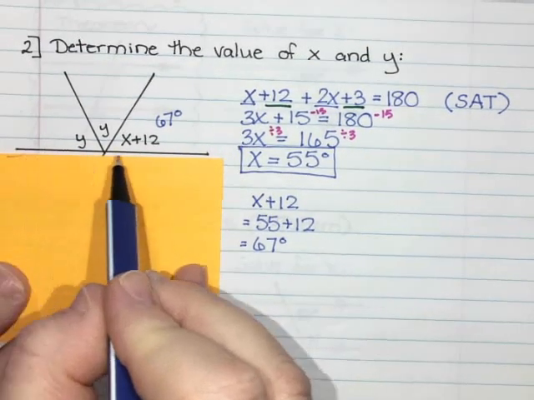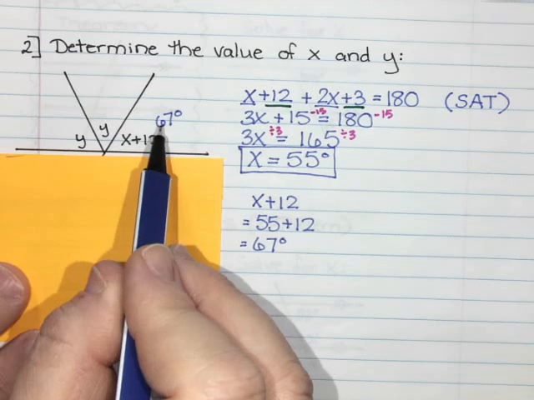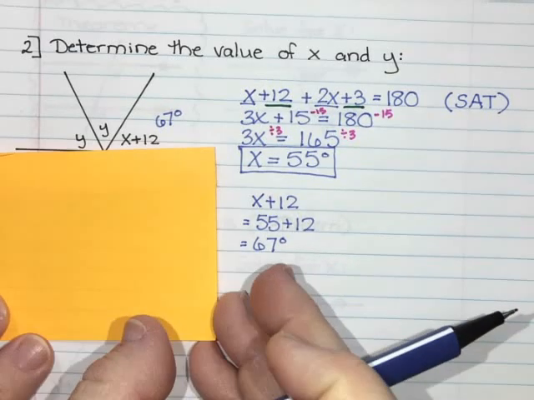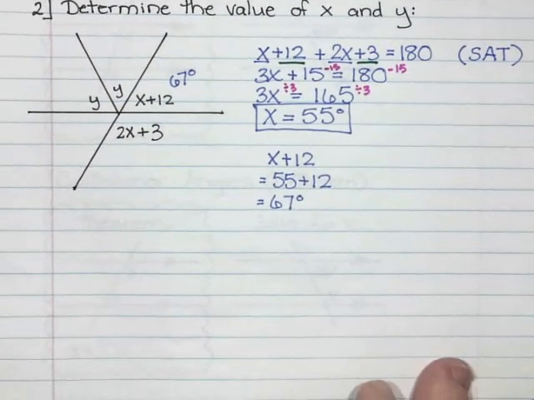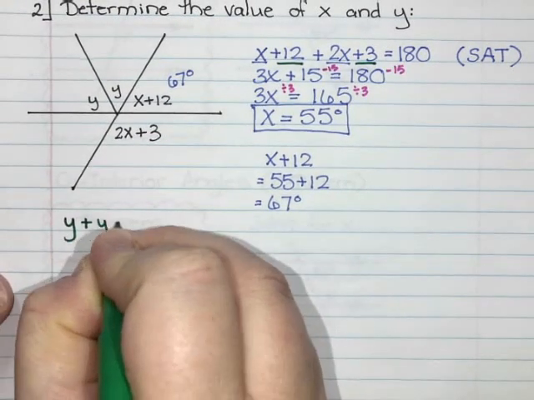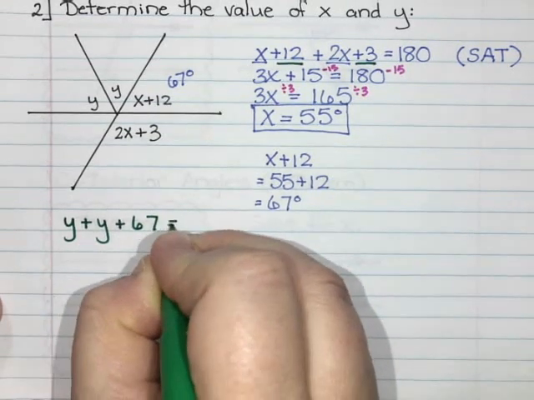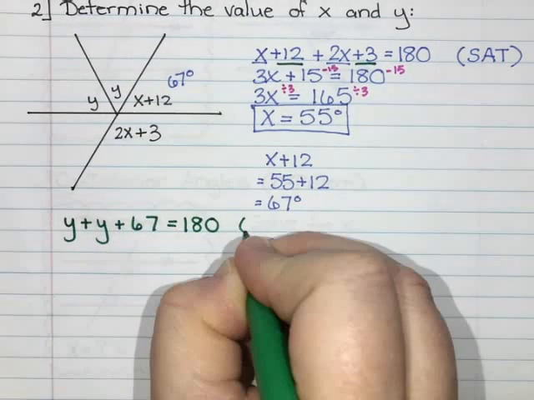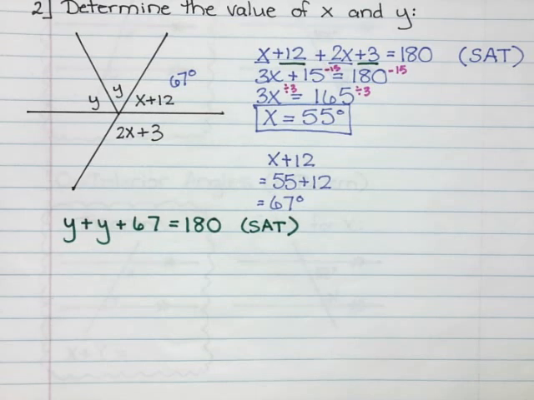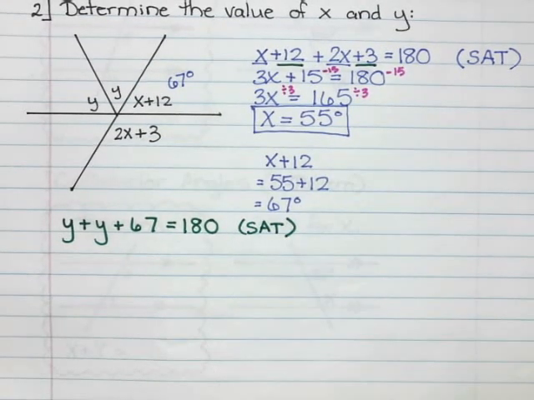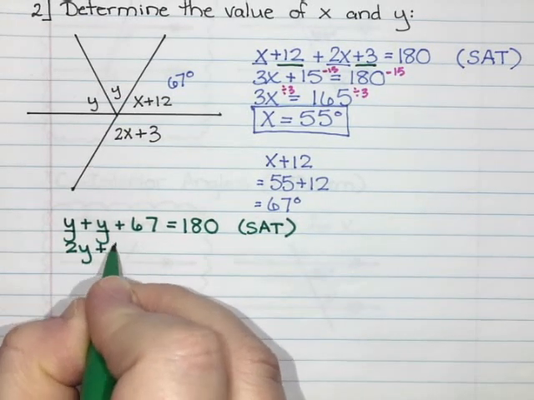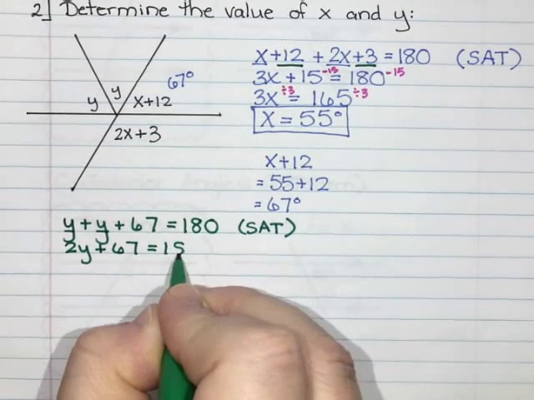So I have a straight line with a y, a y, and 67 degrees. Those 3 angles together should add up to 180 degrees. So I'm going to do that just down here. I'm going to say y plus y plus 67 equals 180 degrees. And that is SAT, the supplementary angle theorem. They made a straight line. Should have left a little more space in between these two. So I do have like terms. y and y make 2y, plus 67 equals 180.